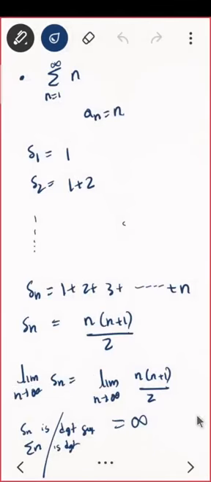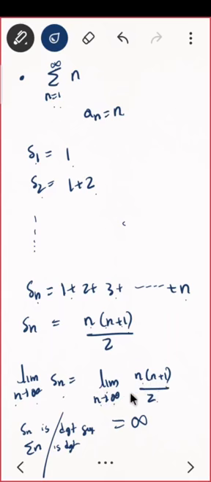Correct. Then the same example we took, summation n equal to 1 to infinity of n. What is s1? 1. s2 is 1 plus 2, and what is S_n here? This is 1 plus 2 plus 3 up to n. So what will be my S_n? Do you see, this is the sum of the first n natural numbers, so I can calculate it: n into n plus 1 by 2. Now my question is whether this S_n is convergent or divergent. Correct. So you just have to take limit n tending to infinity of S_n, that is limit of n into n plus 1 by 2.